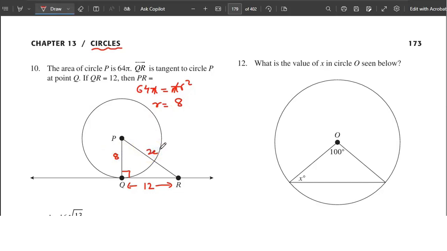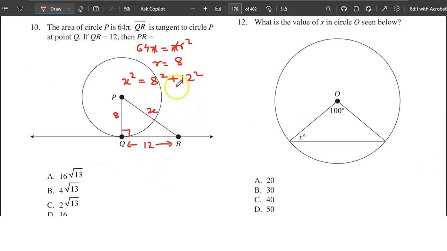So by Pythagoras theorem, x square will be equal to, this is our hypotenuse, opposite to the right angle. This will be equal to 8 square plus 12 square. So that is 64 plus 144. So x is coming as under root 208.